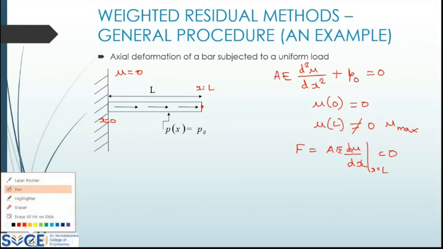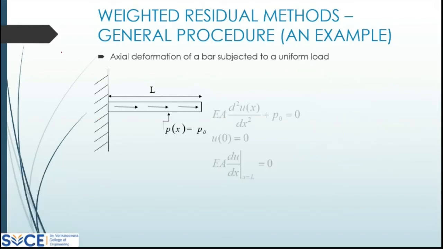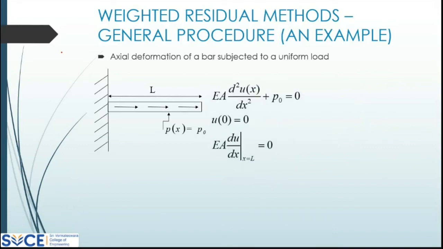So let me erase this, because I have it here. AE d square u of x by dx square plus p naught is equal to 0. You know that this is my differential equation. These two are my boundary conditions, and x is equal to L. Okay, so we apply like this, we identify what is the value.